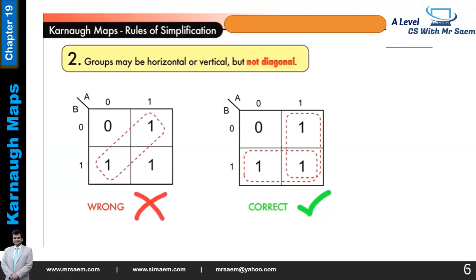The second rule of the Karnaugh map specifies that we can either group horizontally, as you can see over here, or we can group vertically. We are not allowed to group diagonally. We can't do that. You have to remember the rules.